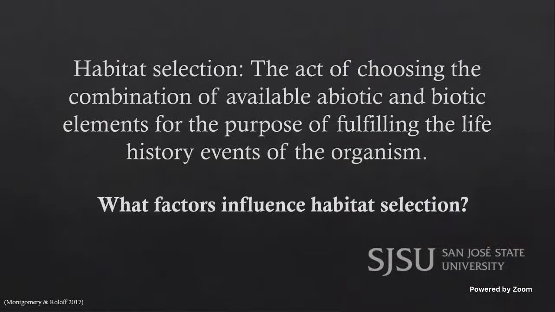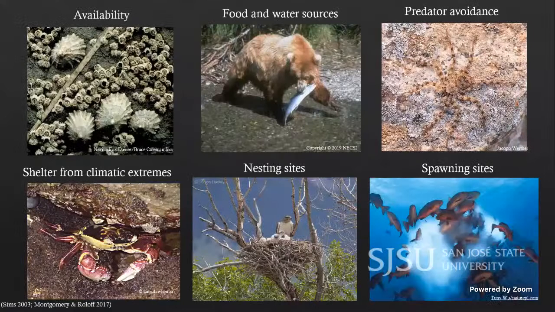Defined by Montgomery and Roloff, 2017, habitat selection is the act of choosing the combination of available abiotic and biotic elements for the purpose of fulfilling the life history event of the organism. In other words, habitat selection is choosing an environment that's best suited for the survival of an organism, and these requirements can change with things such as life stage. So, what factors are influencing habitat selection? Things such as space availability, access to food and water sources, predator avoidance, shelter from climatic extremes, nesting sites, and spawning sites.